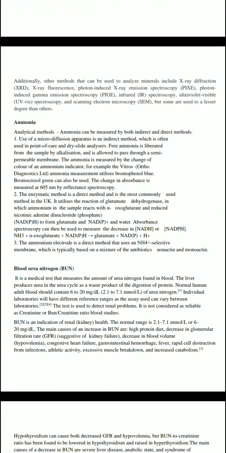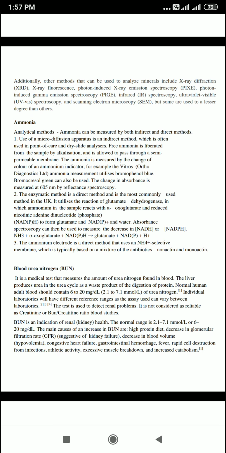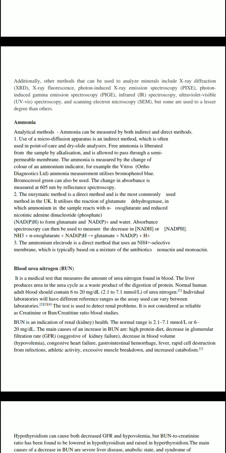Now, blood and urine contain many chemicals or minerals for analysis. First of all, we will see the methods one by one, how they can be tested in a blood and urine sample or in a clinical specimen. First one is ammonia. For ammonia, we will use an analytical method.